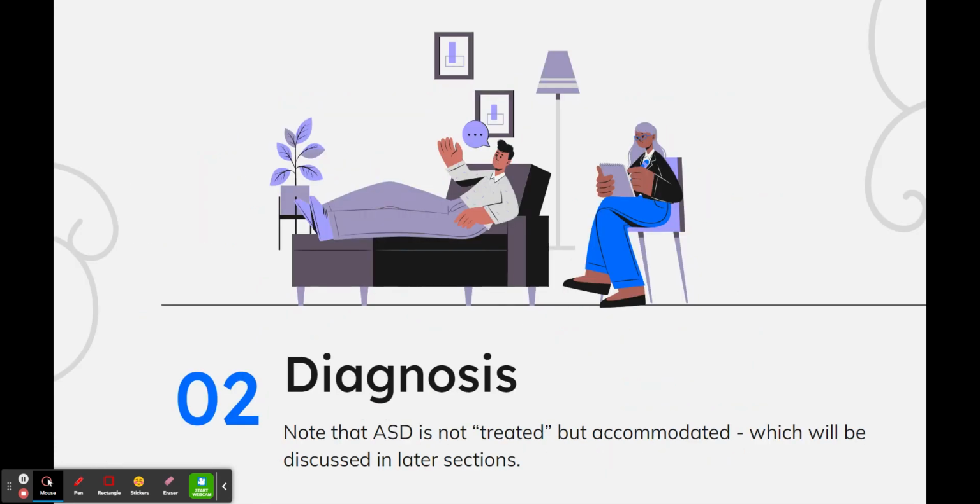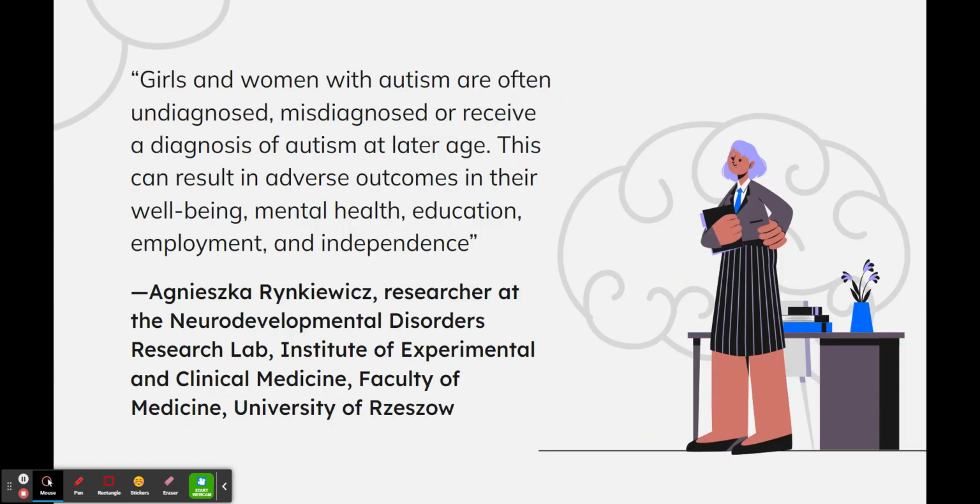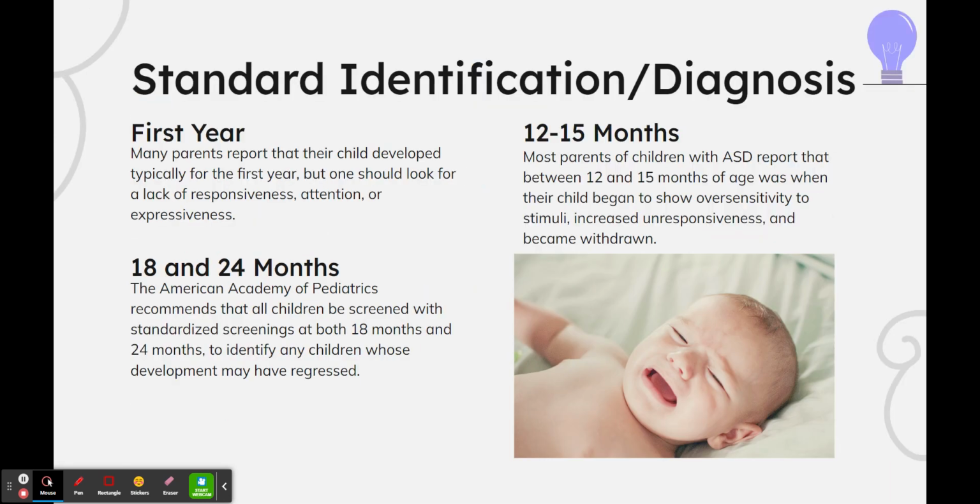Now, we want to look at diagnosis. Diagnosis is especially important with girls. As researchers show, girls and women with autism are often undiagnosed, misdiagnosed, or receive a diagnosis of autism at a later age. This can result in adverse outcomes in their well being, mental health, education, employment, and independence. So, this is why diagnosing girls with autism is so important and looking at how their diagnosis process differs. So, we want to look at the standard process for identifying and diagnosing autism.